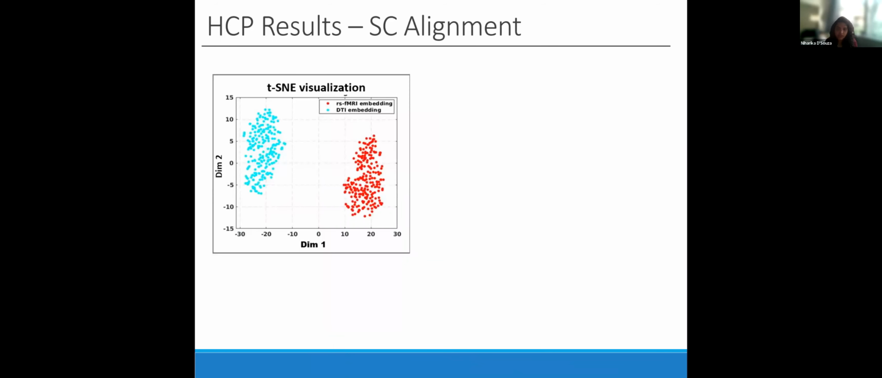First, we evaluate the prediction of structure from function. In this plot, we visualize the FC and SC embeddings using a t-SNE plot. We observe well-separated point clusters between the two modalities, and this separation hints that the model is successful at differentiating the two views. What the alignment decoder is learning is a mapping between these two sets of features.